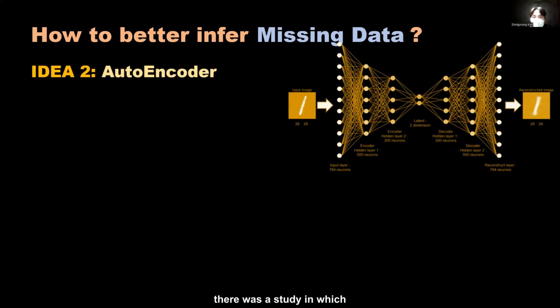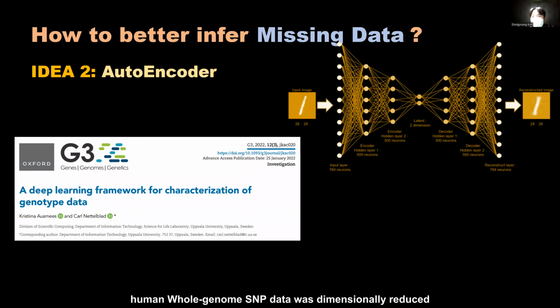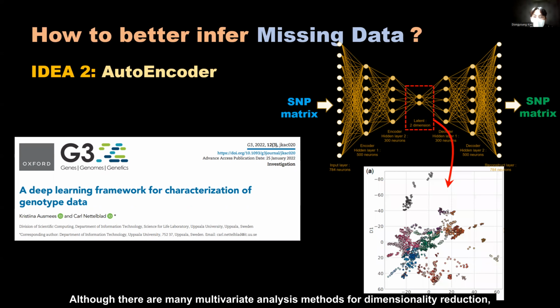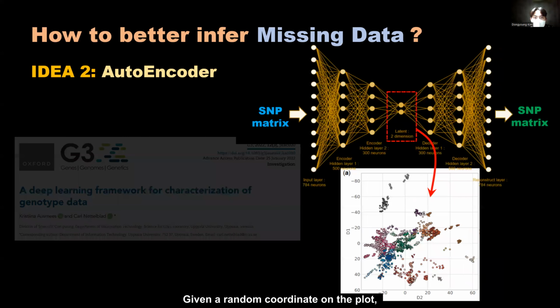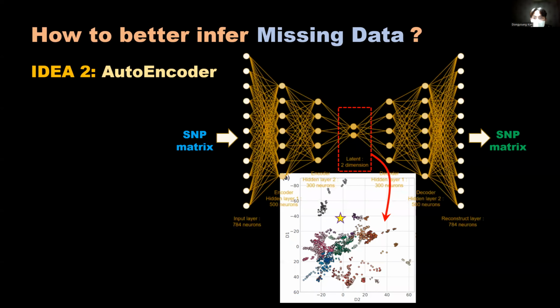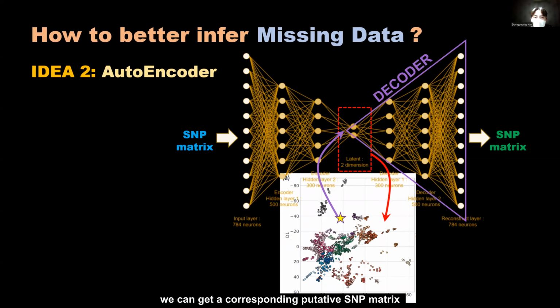In fact, there was a study in which human whole genome sequencing SNP data was dimensionally reduced through an autoencoder. Although there are many multivariate analysis methods for dimensionality reduction, this is the reason why autoencoders are special. Autoencoder can not only be used for dimensional reduction, but conversely, it can unfold the reduced values back into the matrix. Given a random coordinate on the plot, then by inserting it into the decoder, we can get a corresponding putative SNP matrix as an output.